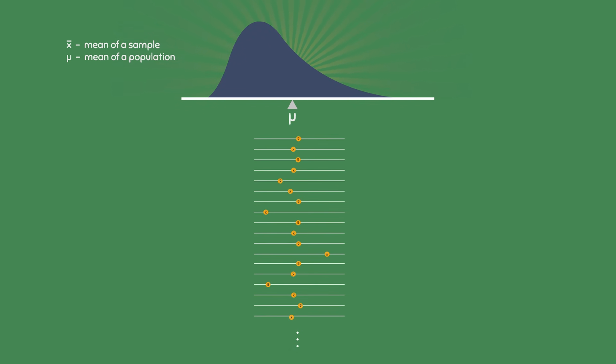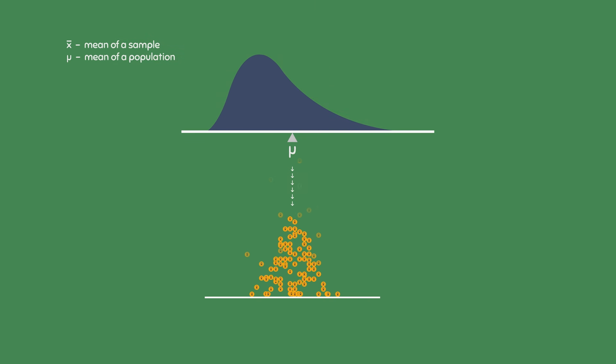But if we take all these x bars and put them together, we get a big pile of x bars, and this is our sampling distribution.